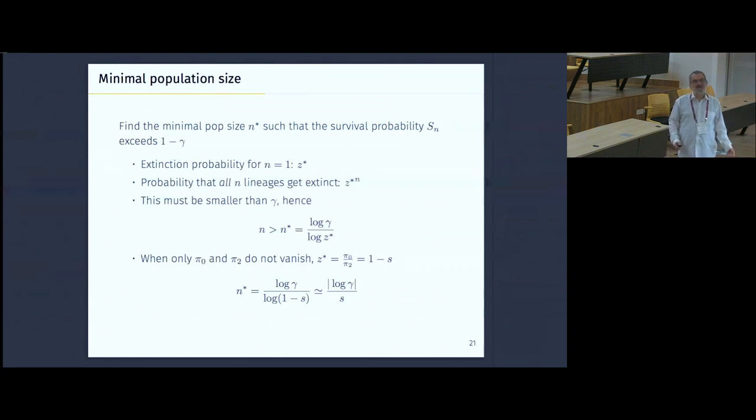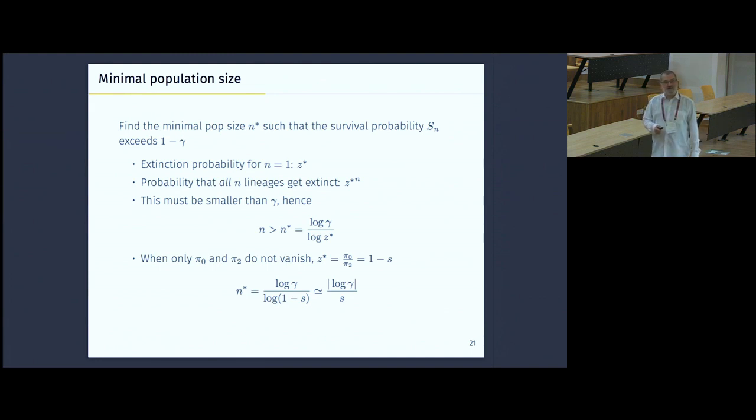Now, this is also interesting. What is the minimal size such that we are pretty confident that the population will survive? So we put a threshold, say 1 minus gamma, where gamma is larger than 0 but can be whatever. And then you ask, what is the probability? You know that the extinction probability for n equal 1 is equal to this z star that we evaluated. So the probability that all lineages get extinct is z star to the power n. And we like that the probability that all lineages get extinct must be smaller than gamma, so that the survival probability is 1 minus gamma at least.